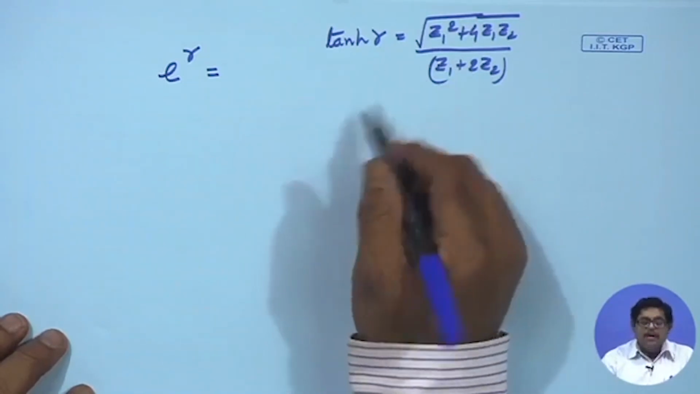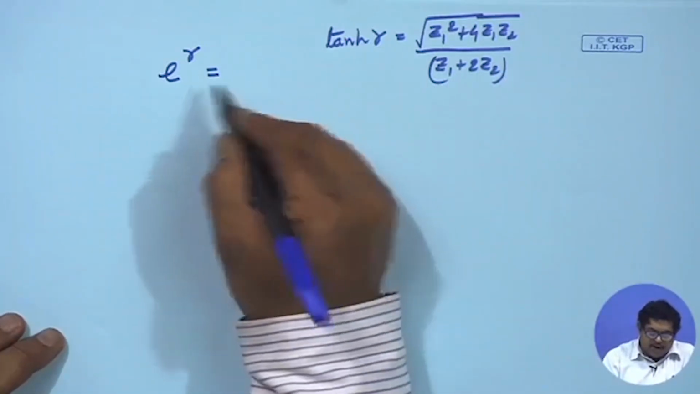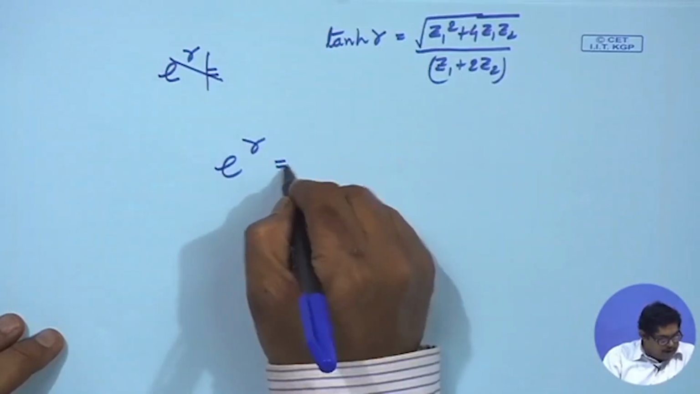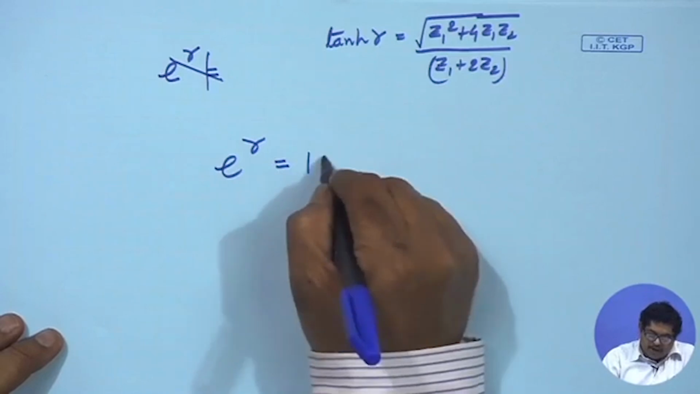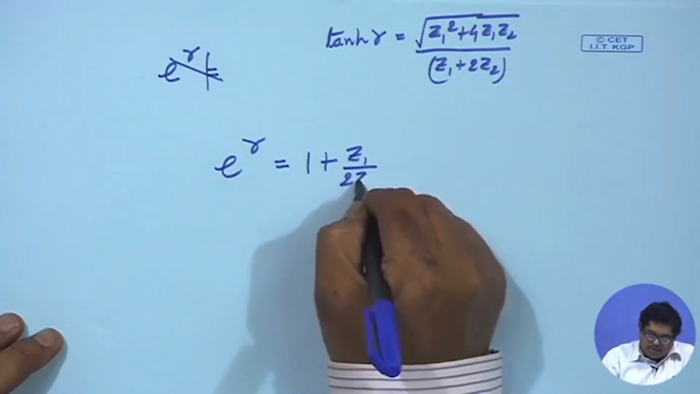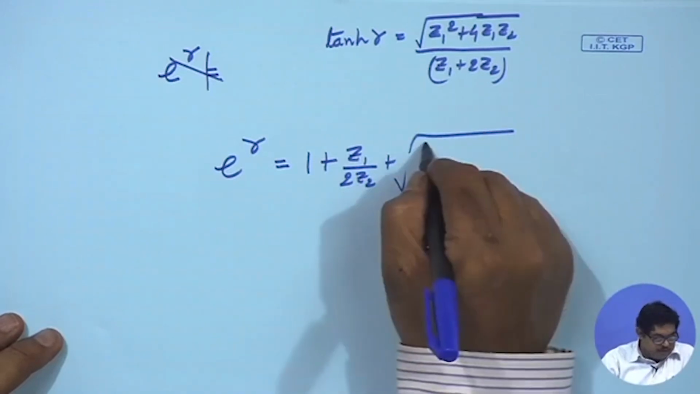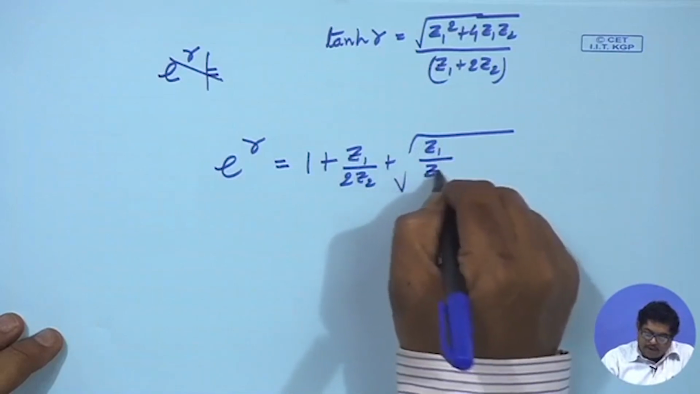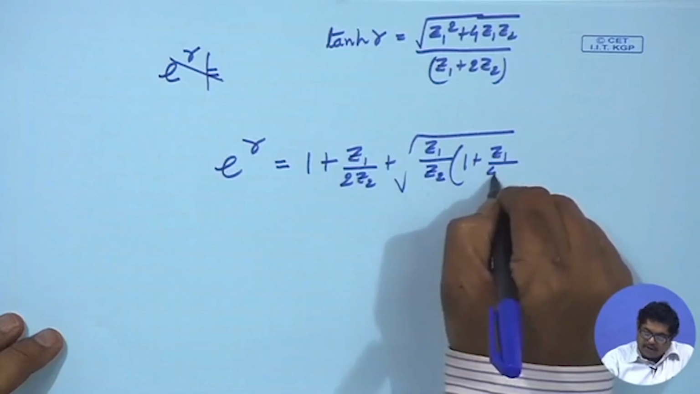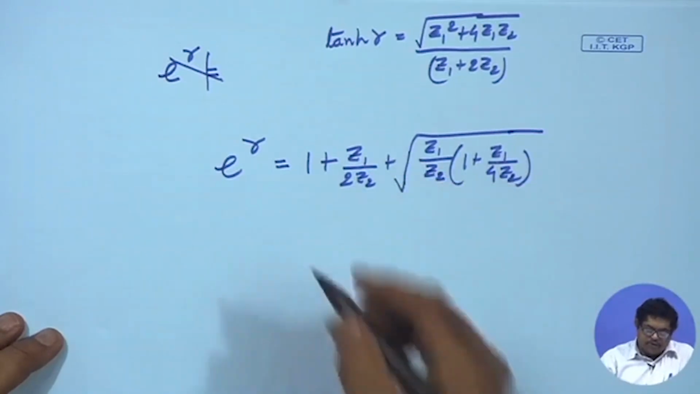So, if you do that and then some algebraic manipulation, you get the value of e to the power gamma. So, e to the power gamma will turn out to be, with simple mathematics, 1 plus Z1 by 2 Z2 plus root over Z1 by Z2 times 1 plus Z1 by 4 Z2. This is the expression we always get.